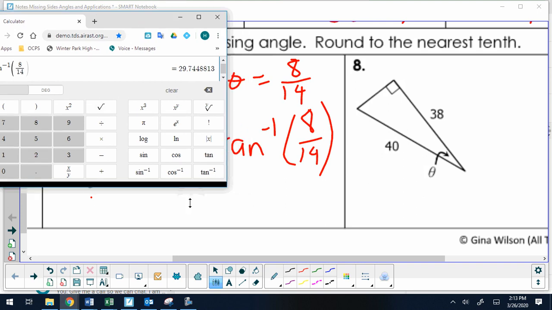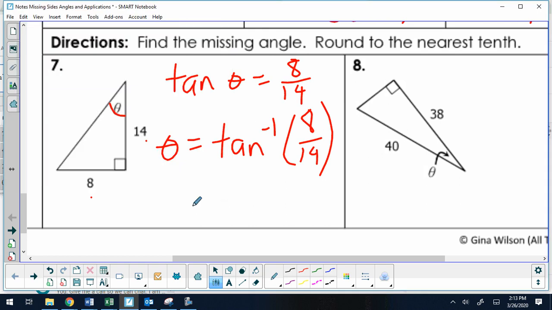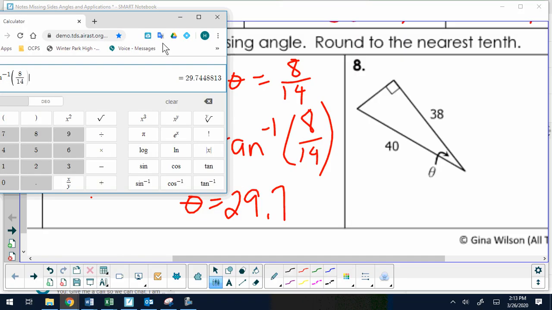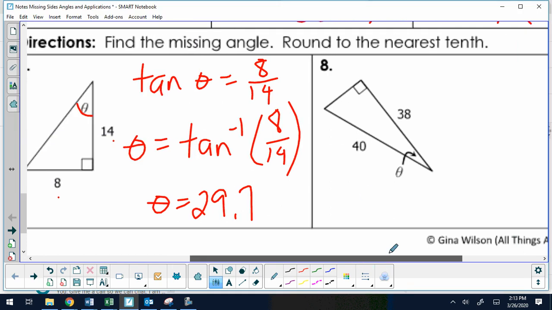So that means that my theta is 29.74. It says round to the nearest tenth, so 29.7. And that's it. So let's look at number 8.